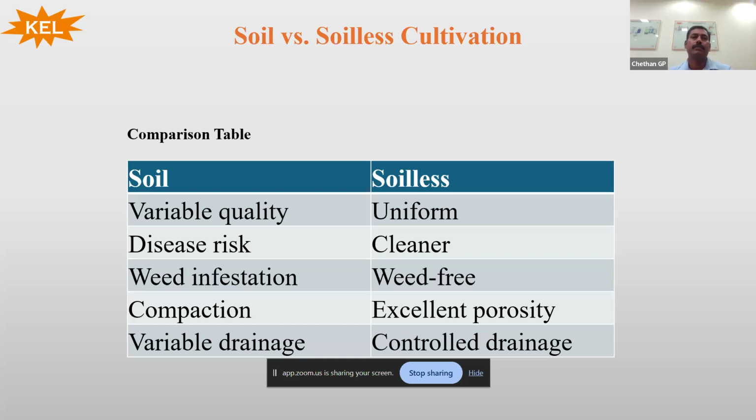Soilless substrates, in contrast, are manufactured under controlled conditions, ensuring consistent physical and chemical properties. Every grow bag or container receives the same growing medium, resulting in uniform root development and crop growth. Soilless systems are also free from weed seeds, greatly reducing labor cost associated with weeding. Since the soilless substrate is free from soil-borne pathogens and nematodes, disease presence is significantly reduced.